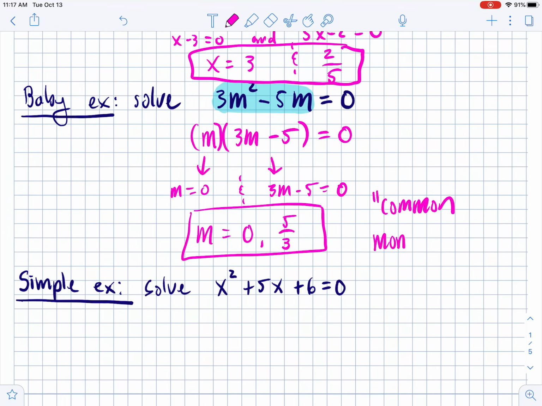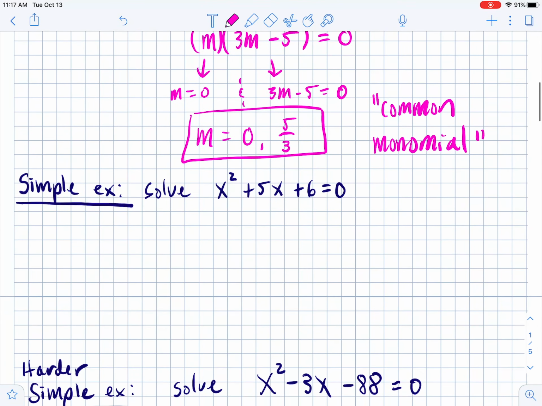Here's the math teacher term if you want to impress other math teachers. A common monomial could be factored. I just call it baby factoring.